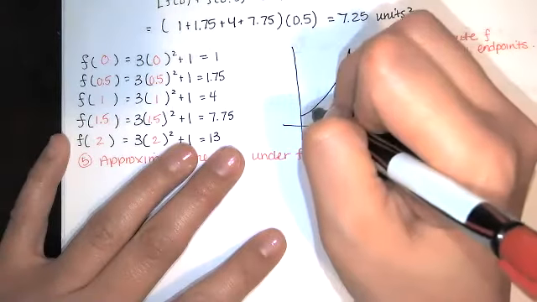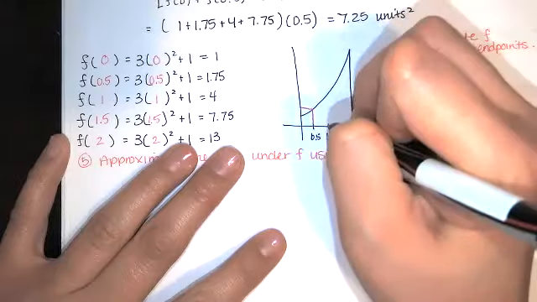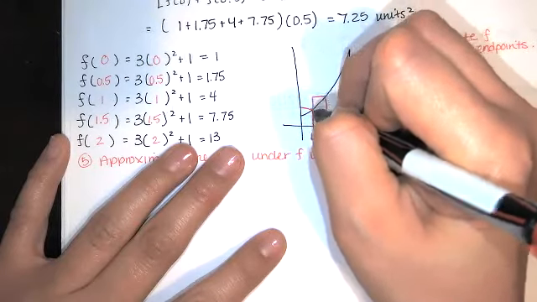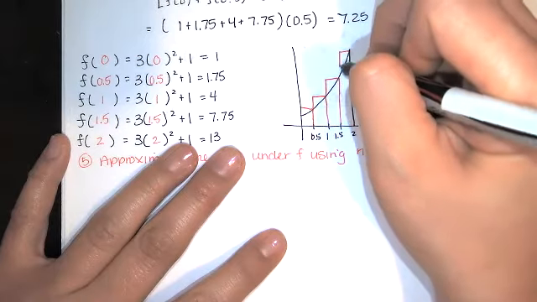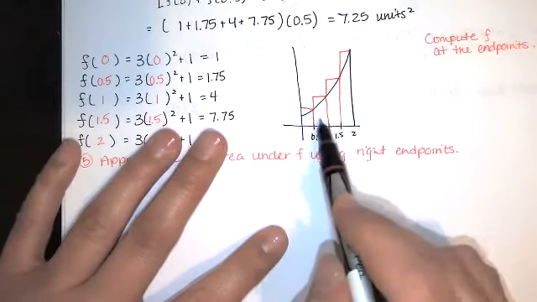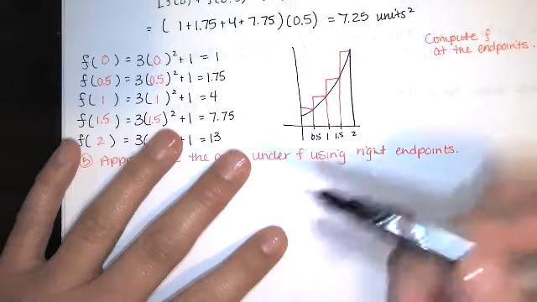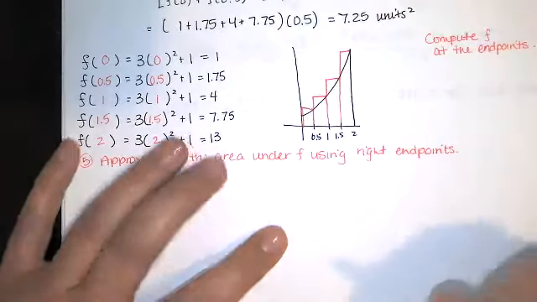And now we're using the right endpoints on each interval. We evaluate the function at the right endpoint and create a rectangle, at the right endpoint and create a rectangle, at the right endpoint and create a rectangle. And then we add up those 4 areas. Now this is going to give us an overestimate, as you can see.